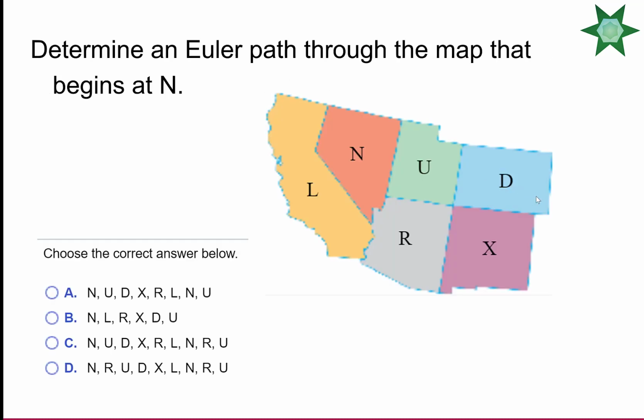Determine an Euler path through the map that begins at N. These look like they're states, actually, don't they? And so let's take a look. And we're looking at a path here. A path doesn't have to start and stop at the same vertex. It's not a circuit. So let's start with the first one.